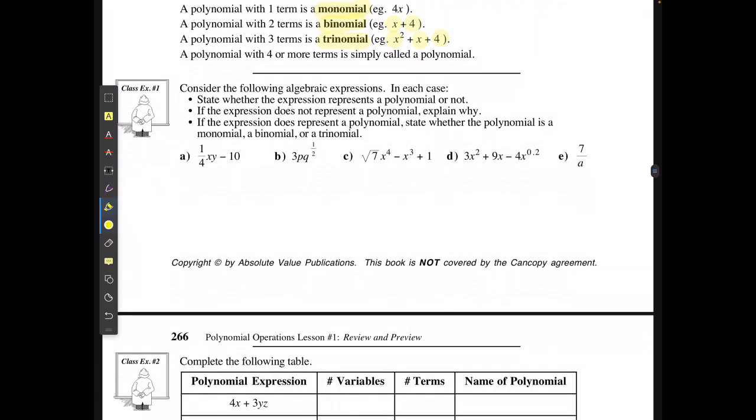So if I'm considering the following algebraic expressions, in each case I need to state whether the expression represents a polynomial or not. If the expression does not represent a polynomial, explain why. And if the expression does represent a polynomial, state what kind of polynomial it is. Well, for the first one, this is a polynomial. Because I can see that it has two terms here, separated by a subtraction, I'm going to call this a binomial.